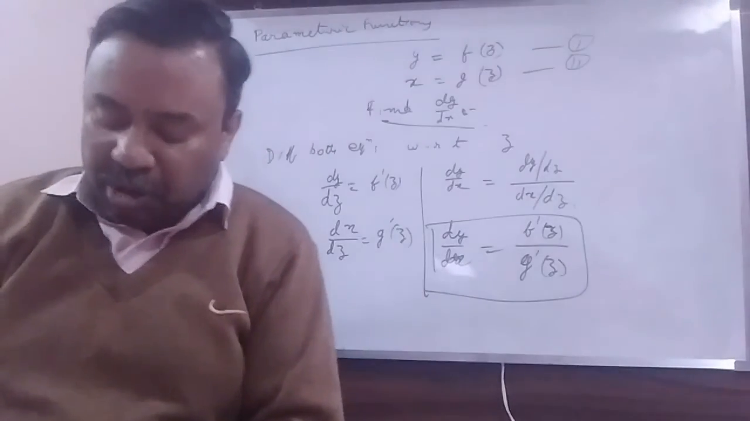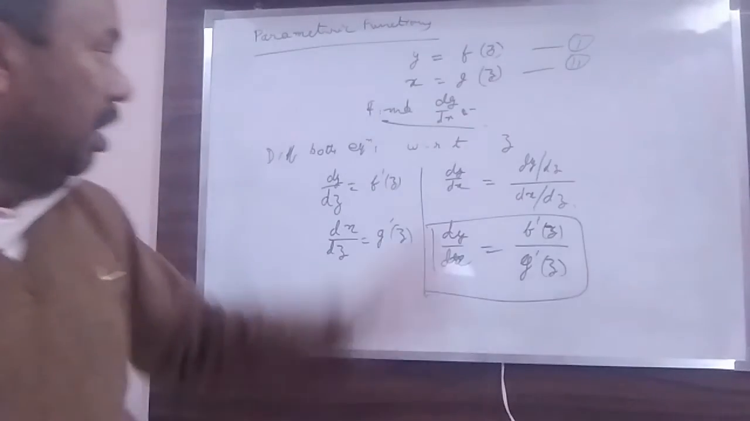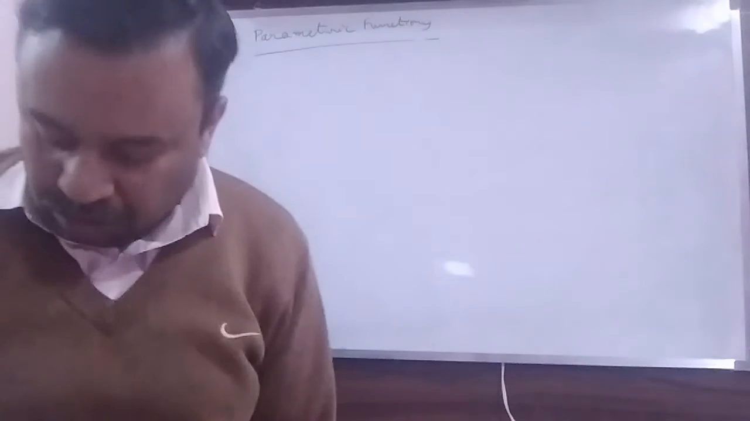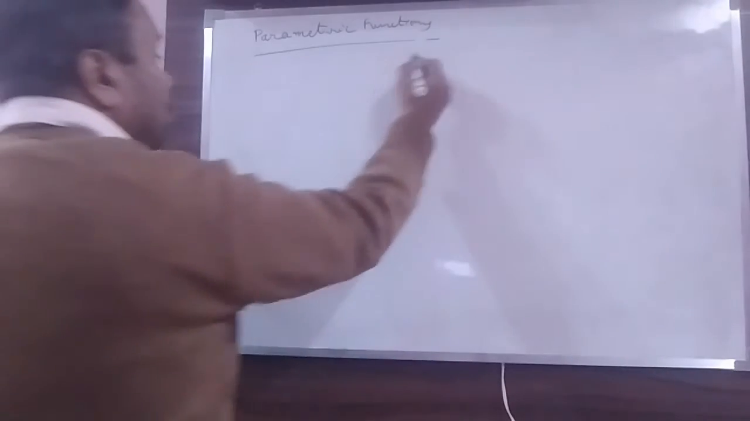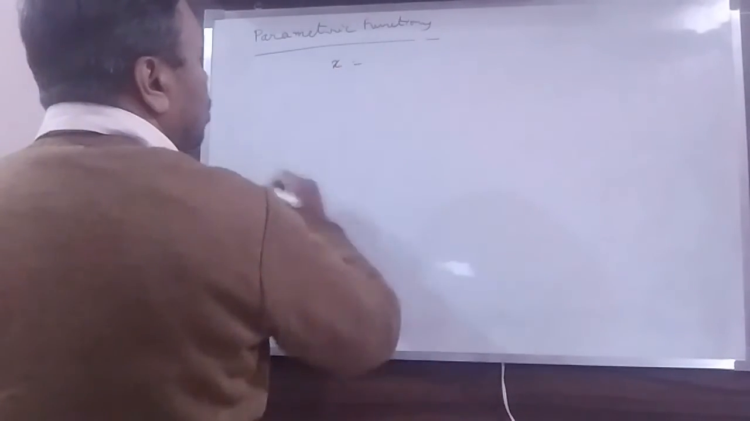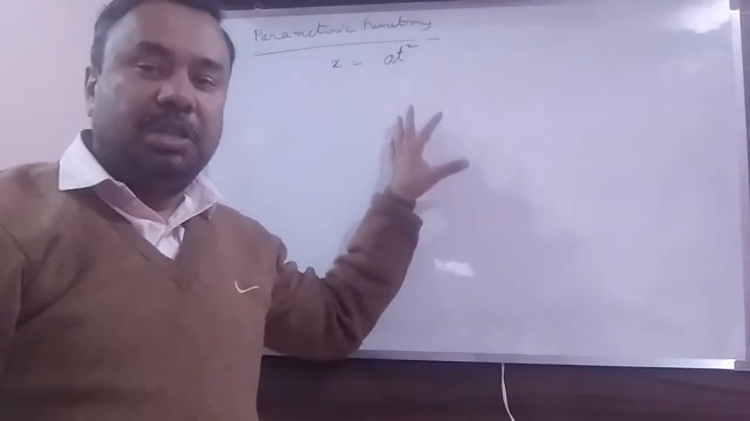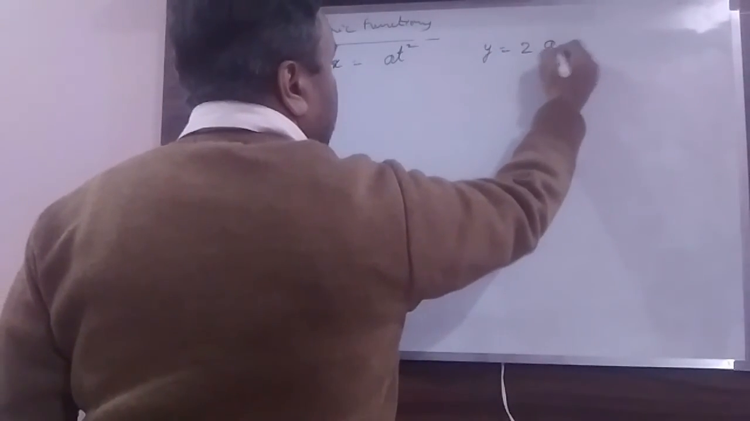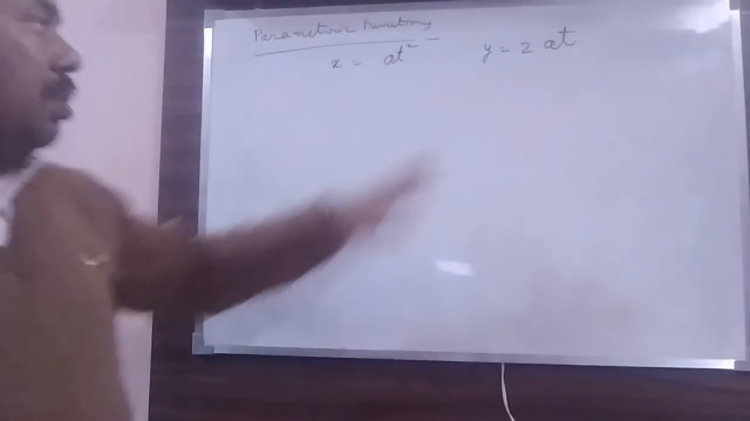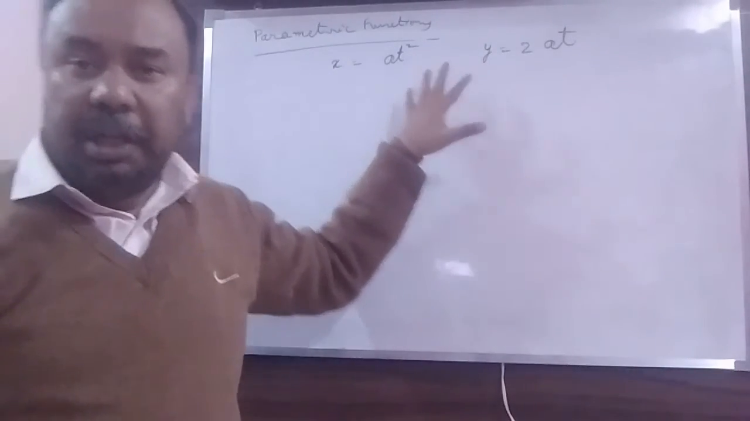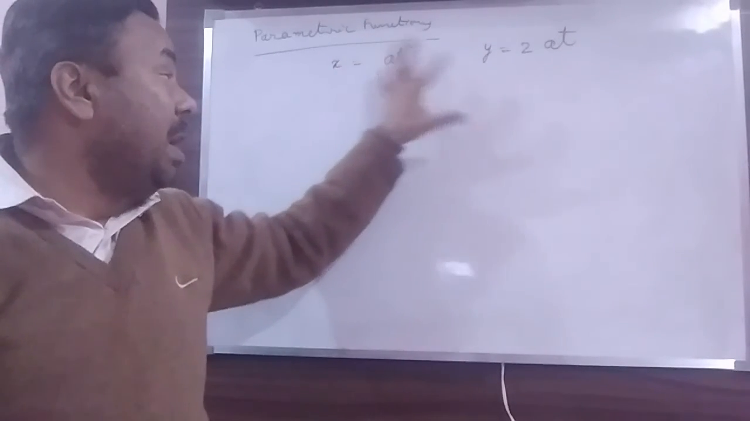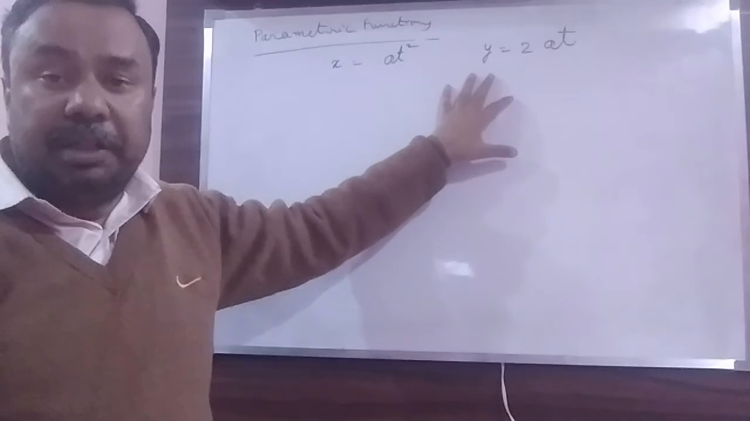I shall take one example also on this. Suppose it is given that x is equal to at square. This is the very normal way in physics, you must have studied these things. And y is given as 2 times at, where a is a constant, acceleration, that you know. Time is the only variable there. So I have to find out dy by dx.